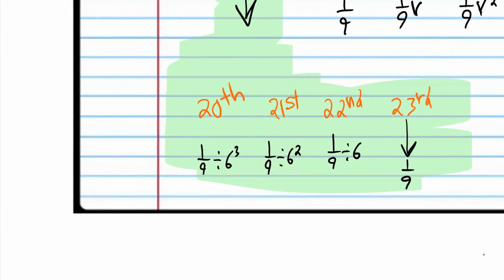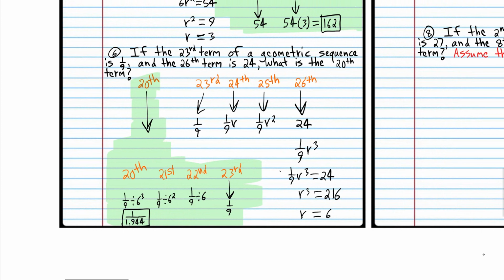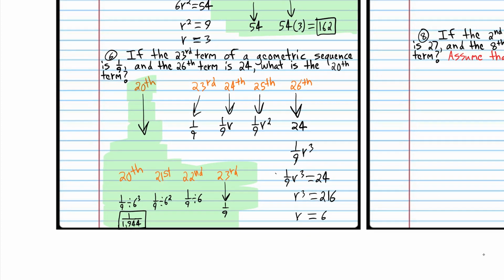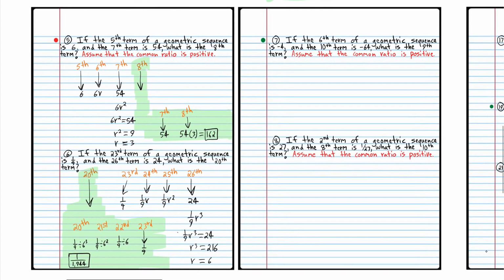So if we do the math on that, we see that the 20th term is going to be 1/1944. Sorry, that's so cramped there. So 1/1944. We can move this up a little bit. Okay, so now I'd like you to try number 7. Remember, we're dealing with geometric sequences now. So try number 7. When you come back, we'll do it together.